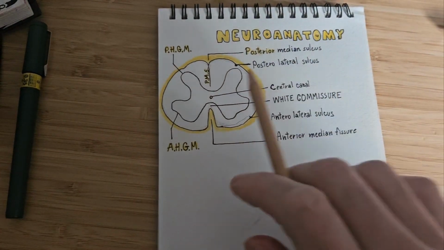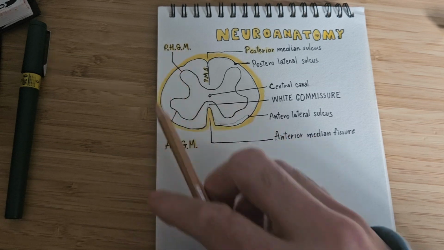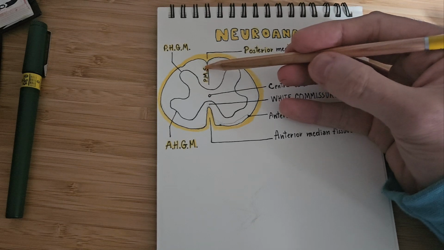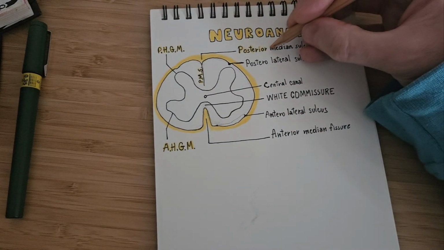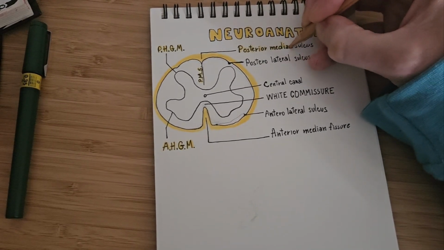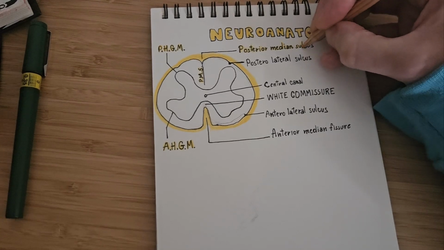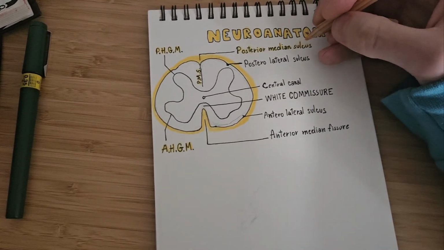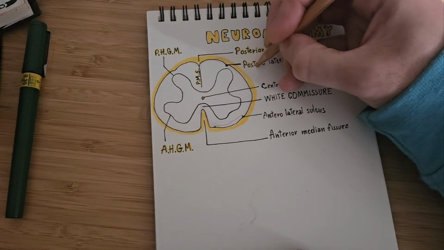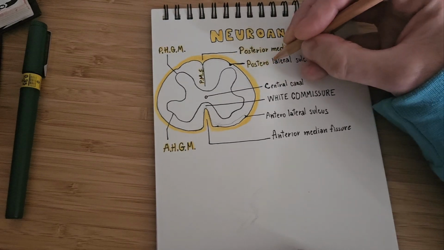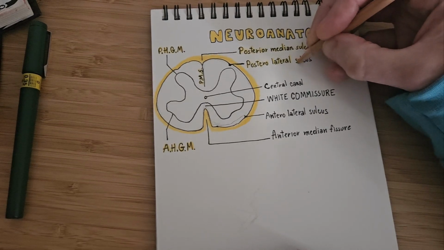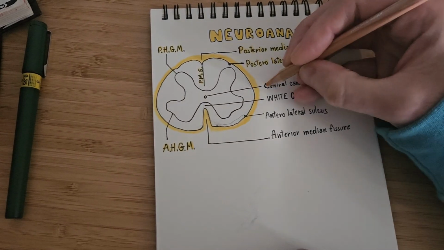So just to remind you: posterior horn of gray matter, anterior horn of gray matter, posterior median septum, and then we have here the posterior median sulcus, which is this one. Okay, posterior median sulcus. I think that is more than enough, 25 minutes of video. Posterolateral sulcus, central canal.